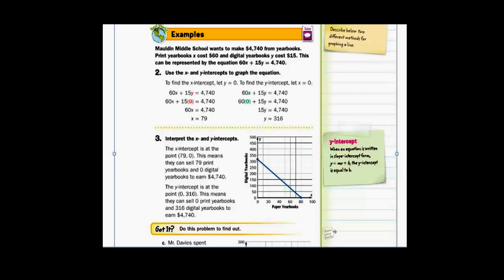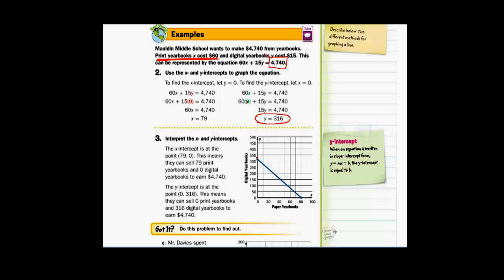Here's what it means. If you've got your x-intercept 0, that means what if you sold 0 print yearbooks? If you sold 0 print yearbooks, it means they would all be digital yearbooks. So if you sold 0 print, let's see, 0 print would be this one. 0 print, and if you sold all digital, you would have to sell 316 to reach your goal.